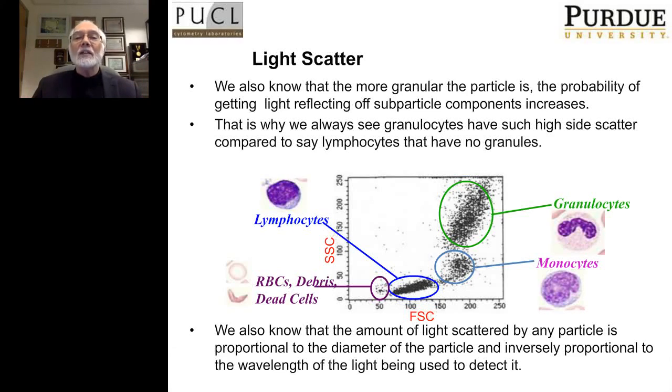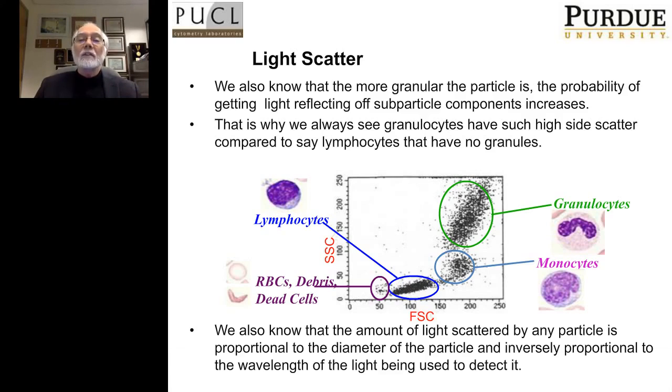We also know that the more granular the particle is, the probability of getting light reflecting off those subcomponents increases. And that's why you see in this diagram that I put in the middle there, granular cells, for example, that have lots of granules in them and a very different arrangement of the nucleus. These granules are like subcomponents of the cell, and they scatter a large amount of light.